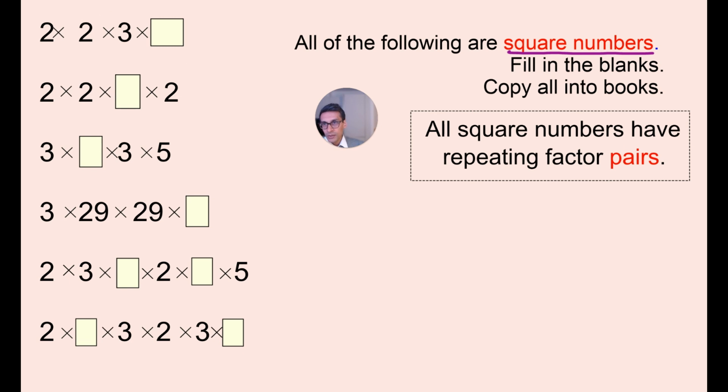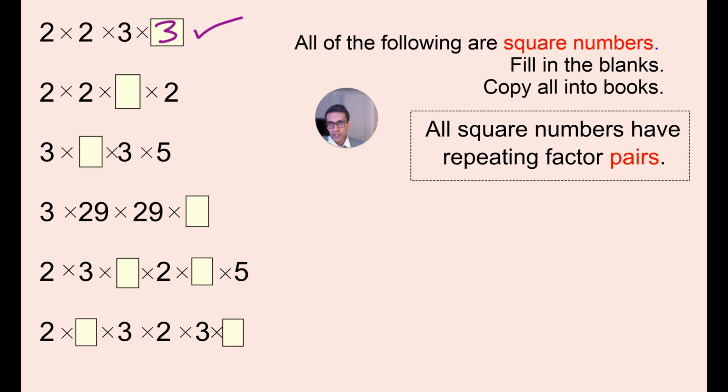We know that if it's a square number, and in this case all of these numbers are square numbers, well, 2 has to have a factor pair. In this case, a repeating factor pair is going to be 2. Well, that has to be 3 times 3. So 3 is the only option in this case. Work your way through the rest and see if you can do that. And then I'm going to go through the answers with you in 3, 2, 1.